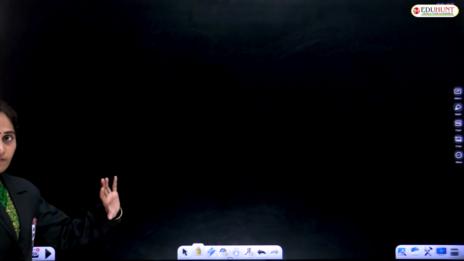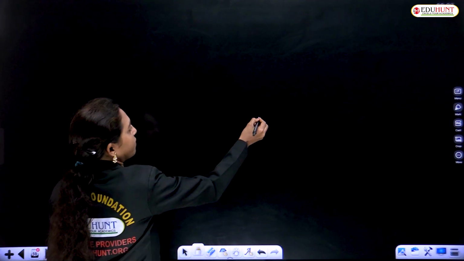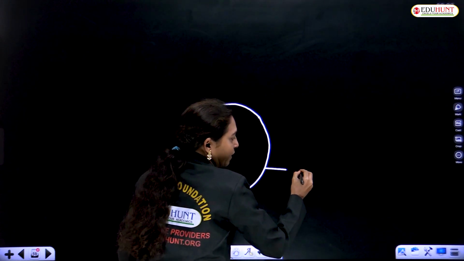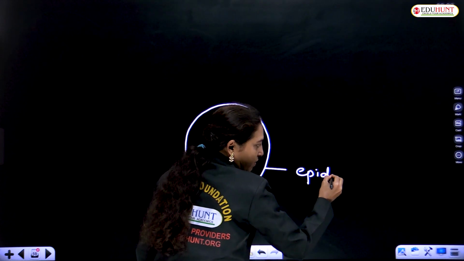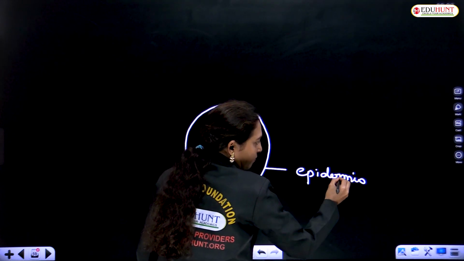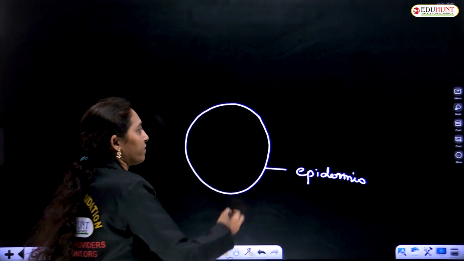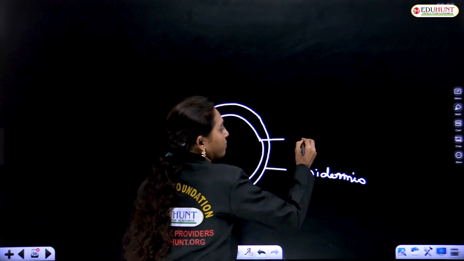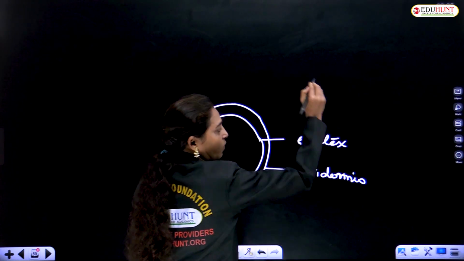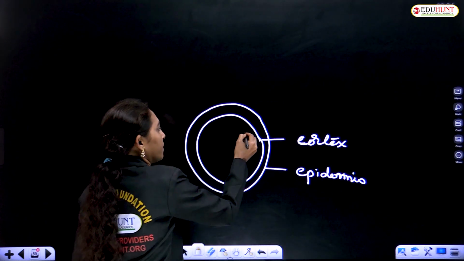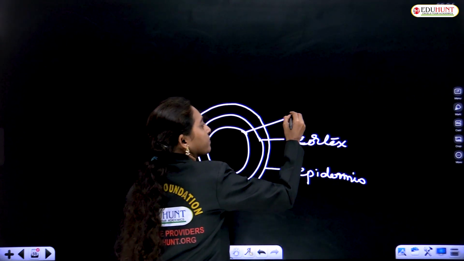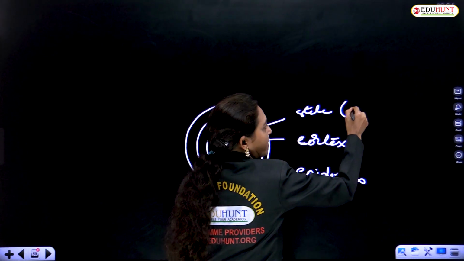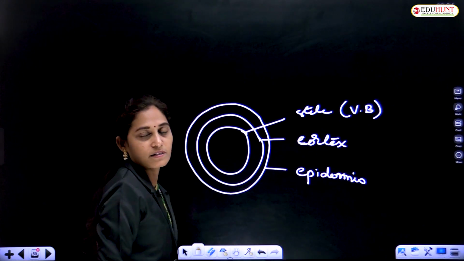Yes, I'll draw on a fresh page. This is the epidermis, the outermost covering. Inside that there is the cortex. Then the stele. Stele consists of vascular bundles. In the stele there are vascular bundles.